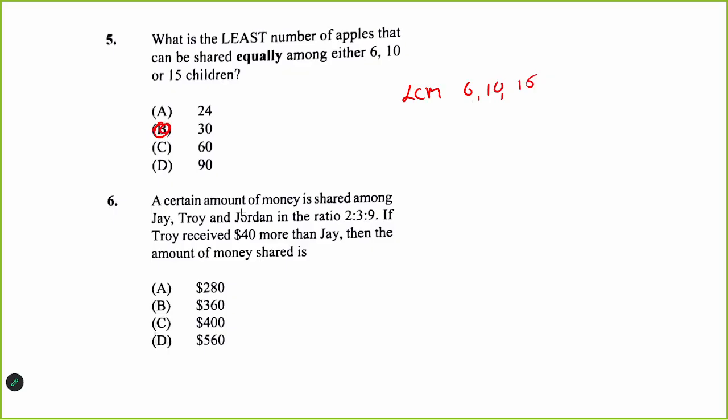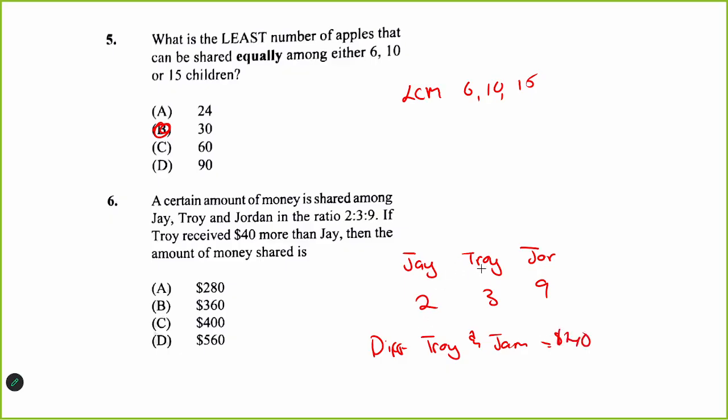A certain amount of money is shared among J, Troy, and Jordan. That's 2 to 3 to 9. If Troy receives $40 more than J, so they tell you the difference between Troy and J is $40. If we look at the difference between Troy and J, it is 1 part. So 1 part is equal to 40. Then they want to know the amount of money shared. That is, you add all of this up.